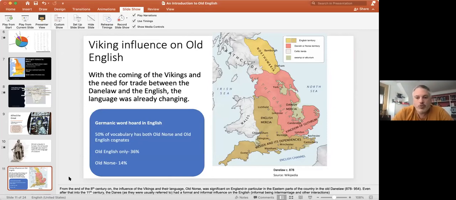So the words which we have, we're not entirely sure. Ones which were Old English only, it's around 36%. And the words which are purely Old Norse, so Viking words, we think around 14%. Those estimates vary anything between 600 to 1,000 words in modern English which come from the Vikings.